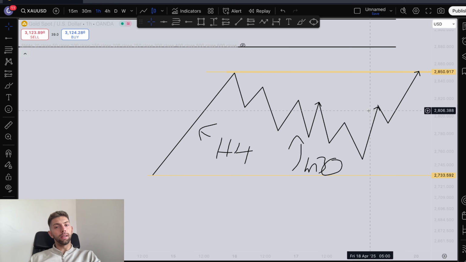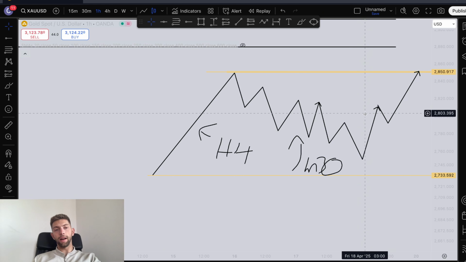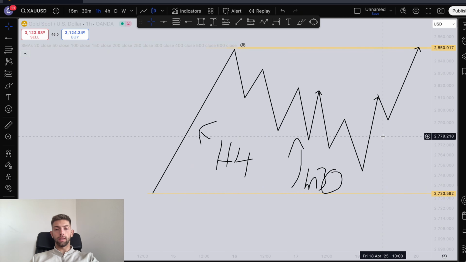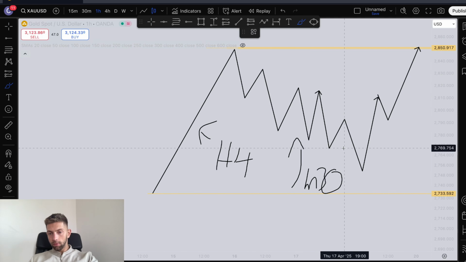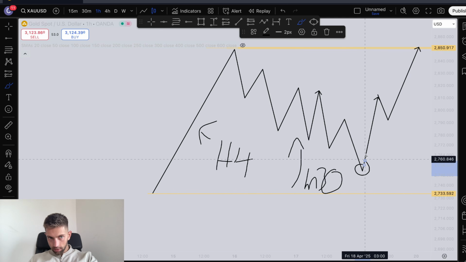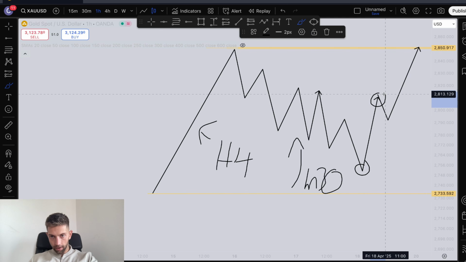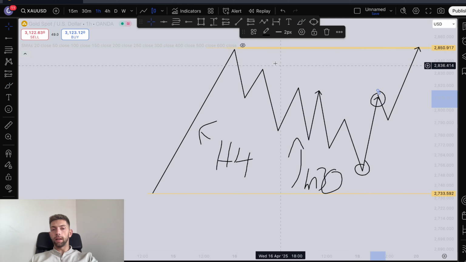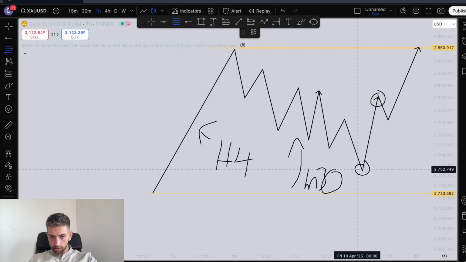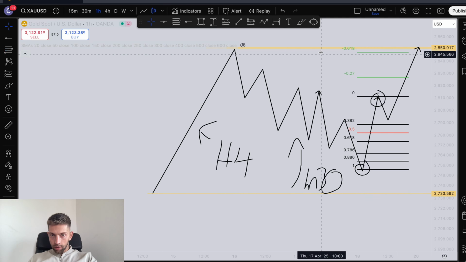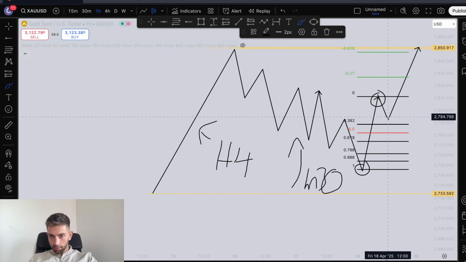So the probability of price going higher than lower is way bigger. That's why I want to buy. And again, at this point, I know this was my low, this was my higher high, and I want to see a pullback of at least 38.2% to be valid. Let's say price pulls back exactly 38.2%.